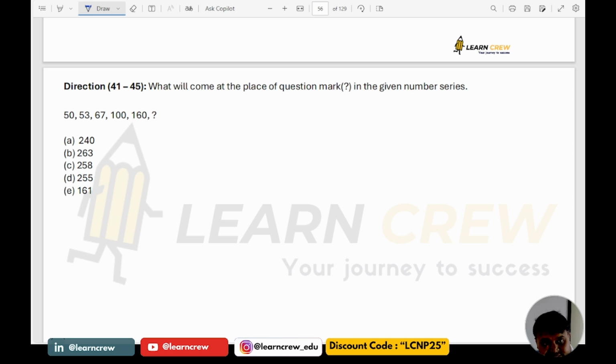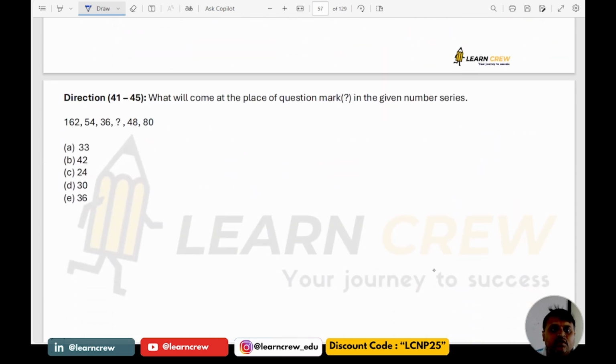Next, 50, 53, 67. If you observe here, the difference is 3. Here the difference is 14. Here the difference is 33. Here the difference is 60. So one is 2 square minus 1, the other is 4 square minus 2, next is 6 square minus 3, 8 square minus 4. The next difference has to be 10 square minus 5, so 100 minus 5, a difference of 95. So it is 255. Next one, 162 divided by 3.